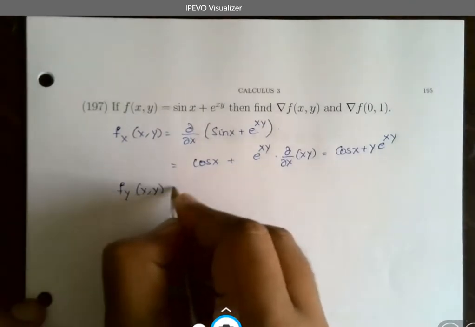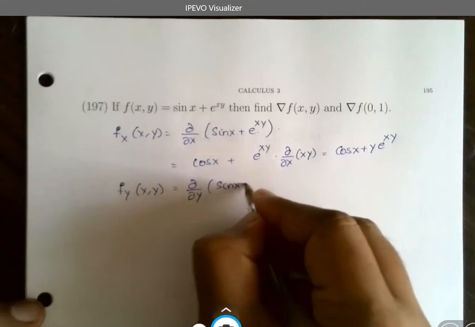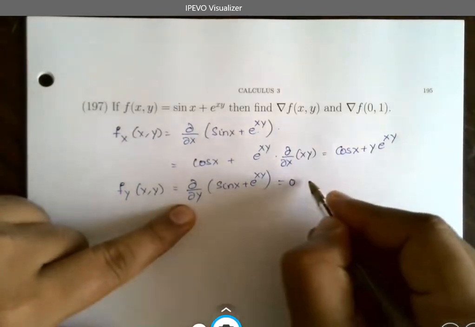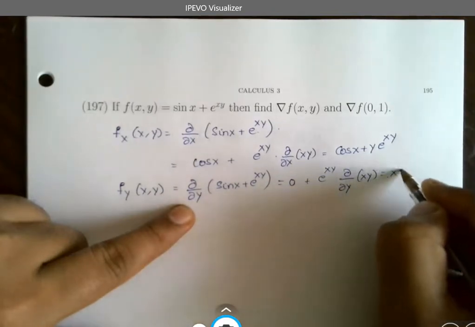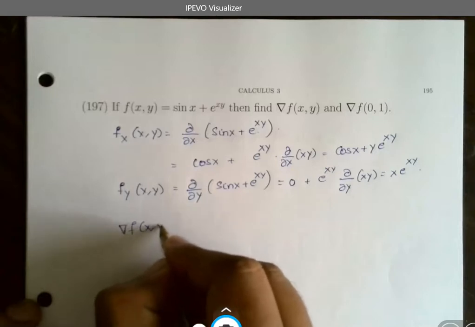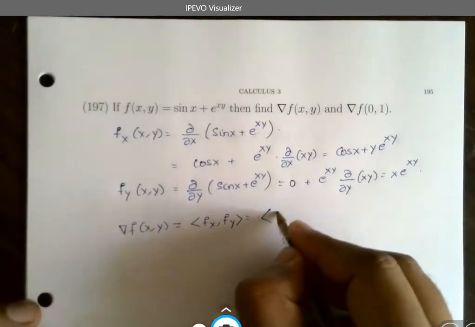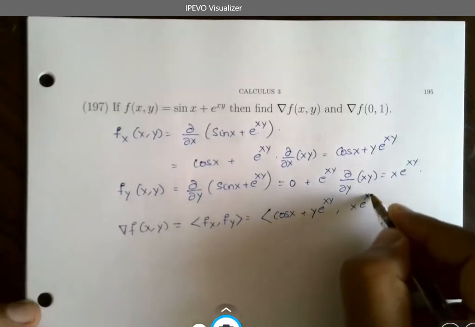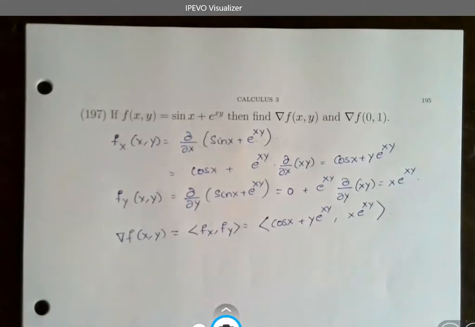f_y of (x, y) is going to be d by dy of sine x plus e to the xy. The derivative of sine x with respect to y is 0, plus you get e to the xy times the partial derivative of xy with respect to y, so you get x e to the xy. So the gradient of f(x, y) is going to be f_x, f_y, that's cosine x plus y e to the xy, and x e to the xy. So that's the gradient function.